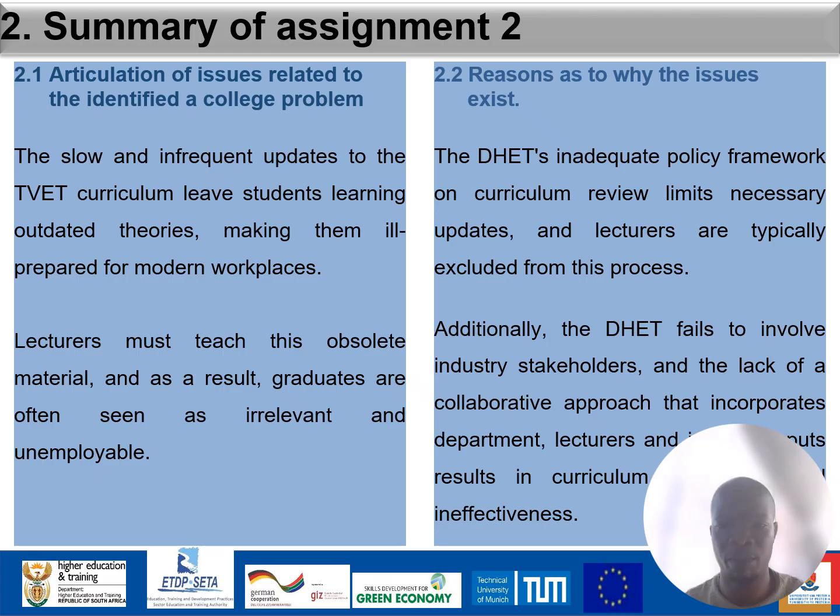The other question that I needed to look into is the reason why this issue exists. Well, the Department of Higher Education and Training's policy framework on curriculum review limits the necessary updates, and lecturers are typically excluded from the process. Additionally, the department fails to involve industry stakeholders, and there is a lack of a collaborative approach that incorporates the department, lecturers and also inputs from the parents, which contributes to curriculum ineffectiveness and irrelevance.